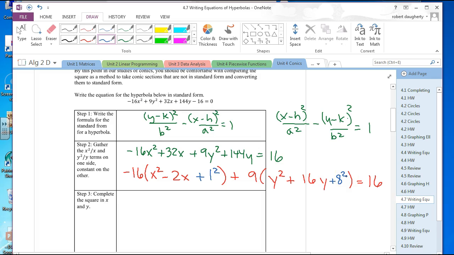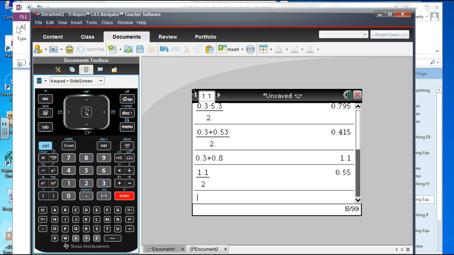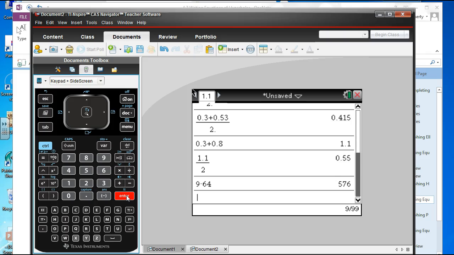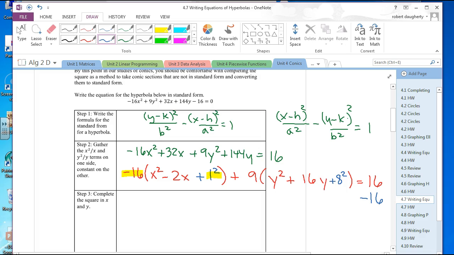Okay. Now you have to pay real close attention. What did I really do here? It looks like I added 1, but what did I really do? I subtracted 16. Okay? If I subtract 16 on the left side of the equation, what has to happen on the right side? I have to subtract 16. Okay? Now, what is this? It looks like that's 64, but it's really 9 times 64. Okay? And 9 times 64 is 576. So I added 576.